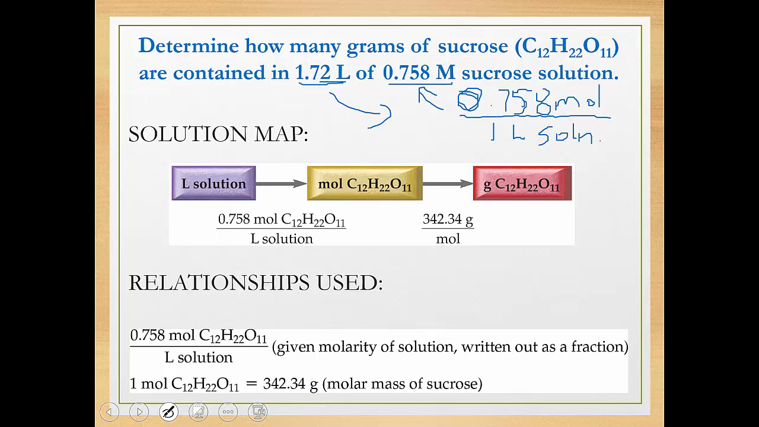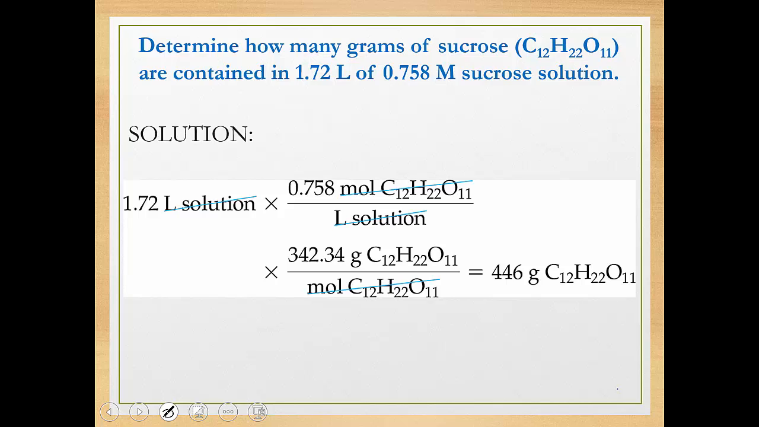So I start with liters of solution, use molarity to find moles of sucrose, and then I need the molar mass of sucrose, which they've kindly calculated for us here, but you can do that. It's carbon 12.01 times 12, hydrogen 1.01 times 22, oxygen is 16 times 11. Add that together, 342.34 grams, and then I can get to grams of sucrose. They have highlighted the relationships used here. And then we plug it in.